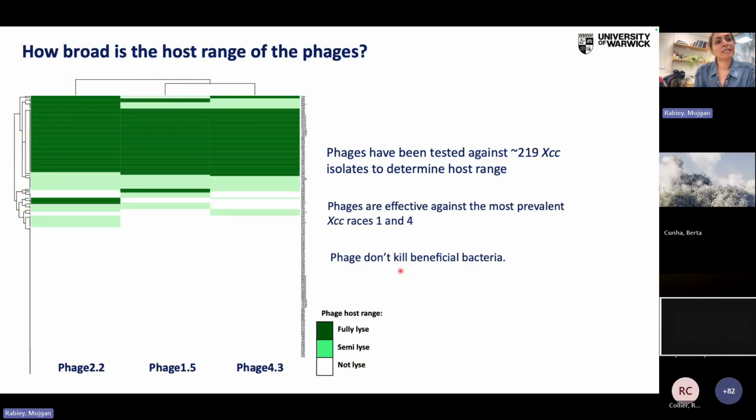So we are testing more phages against the 500 XCC isolates. This is for us to understand how broad the host range of each phage is, and then we could use them for further analysis.